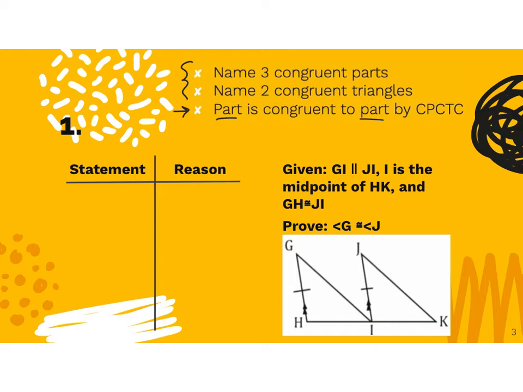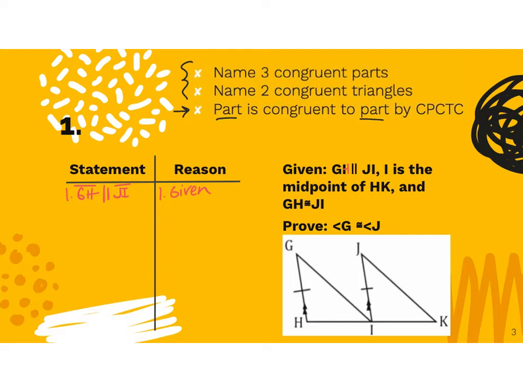So first, let's look at what we are given. We are given GI, which is actually supposed to be GH. So GH is parallel to JI. And you want to make sure you get all the things that were given written down, even if you're looking at it and thinking, I don't know how I'm going to use that. Make sure you have it written down. Let's look at our picture a little bit.